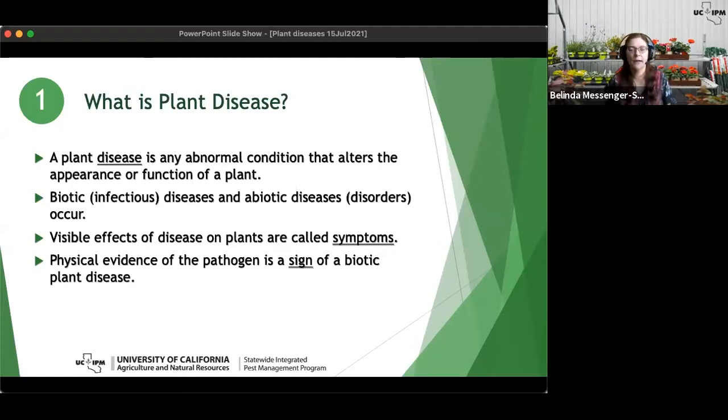Seeing the actual pathogen is called a sign. So examples of signs include the powdery mildew spores you'll see on a leaf, or the mycelium, or rust pustules on a rose leaf. Seeing physical evidence of the pathogen allows you to be more confident in your disease diagnosis, which is going to be important. We'll talk about that a little bit later.